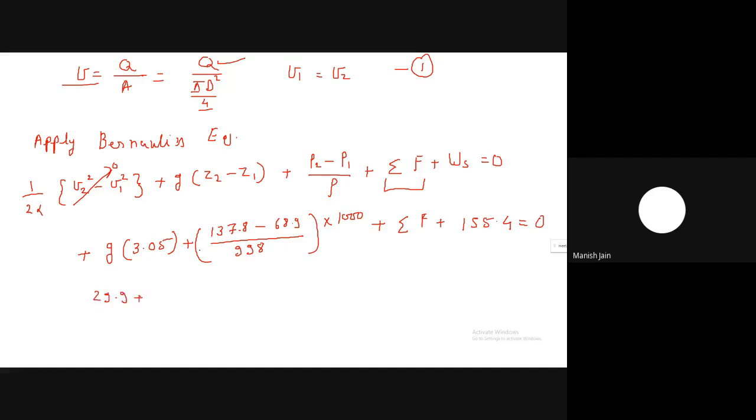29.9 plus this will become 138.0 minus 69.0 plus sigma f plus 155.4 equal to 0. Now when you solve this expression, you will get the value of sigma f, the overall losses in the system, that is equal to 56.5. The unit will be joules per kg.